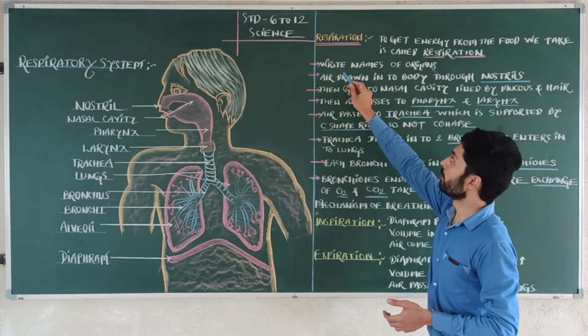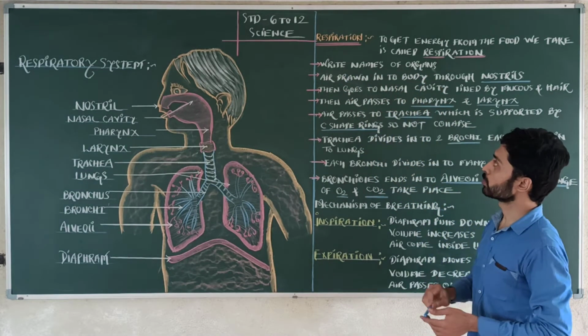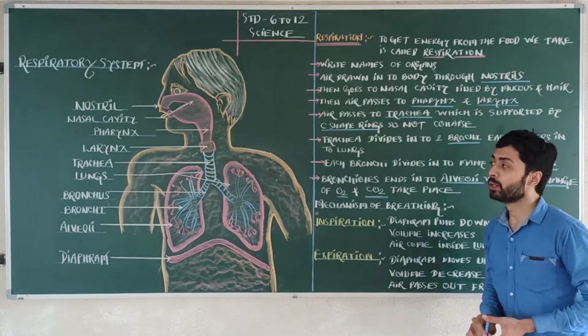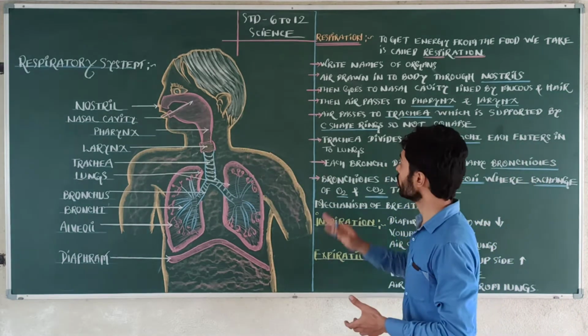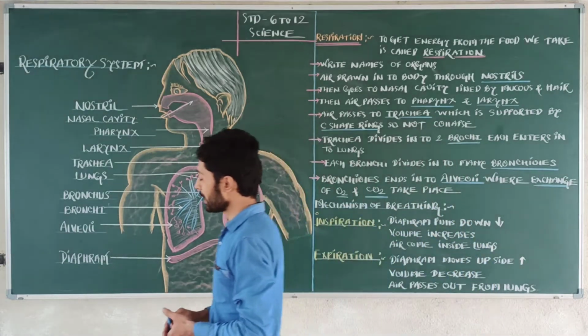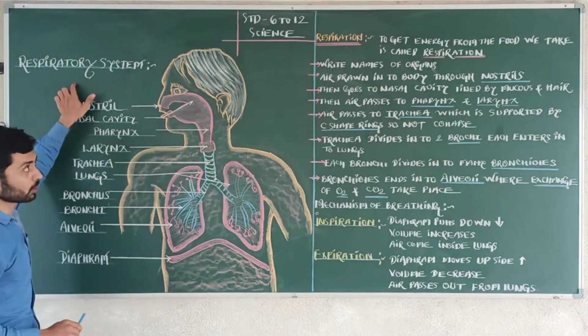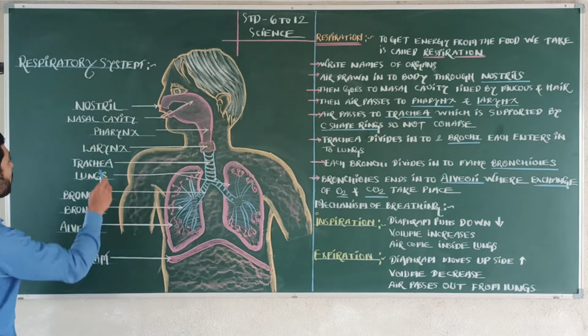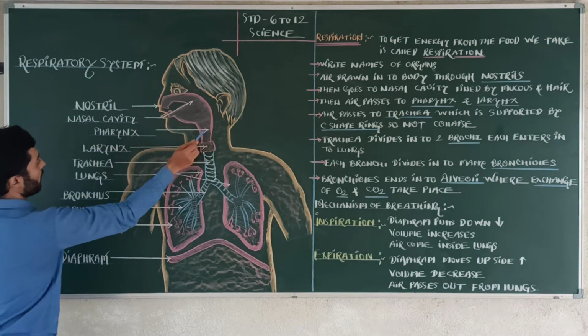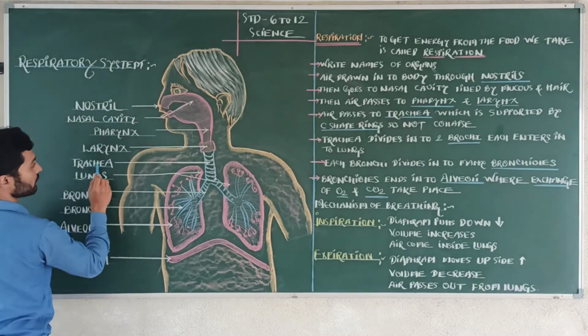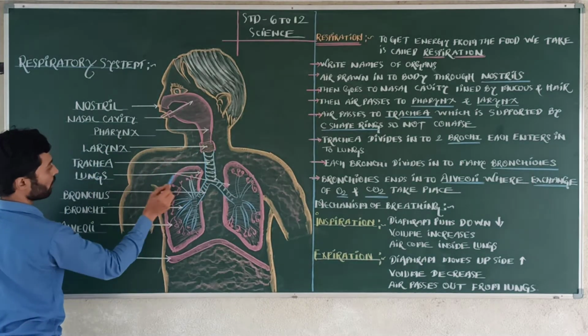Now, second point, write the names of organs. In the second point of the answer, you have to write the names of all the organs included in the system. So, in the second point, you have to write like this. In the human respiratory system, organs included are nostril, nasal cavity, pharynx, larynx, trachea, lungs.